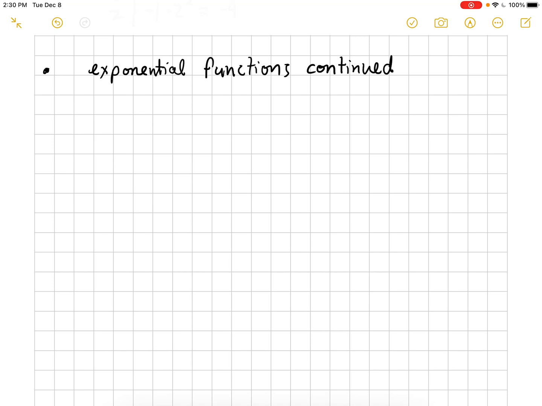The first thing we have to talk about is a generic form for exponential functions. The generic form for exponential functions will look like this. F of x is equal to a times b to the x plus c. You'll notice in the ones we did yesterday, most of the time, a and c were 1 and 0 respectively. They weren't there. Today we're going to talk about what happens when they are there.